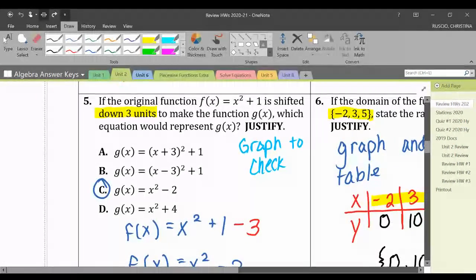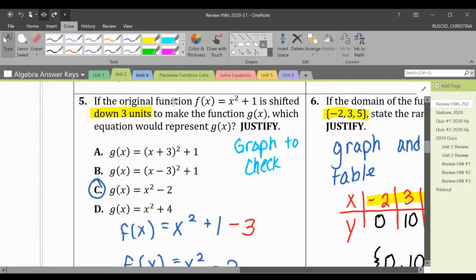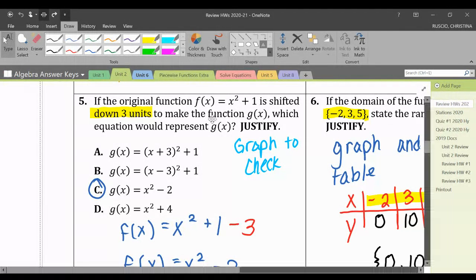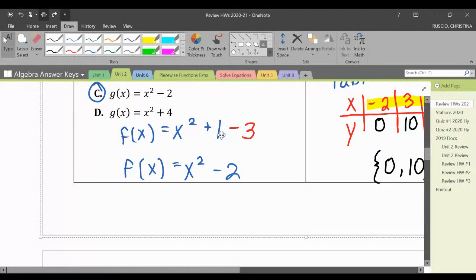All right, question number 5. The original function of f of x is shifted down 3 units to make the function g of x. What equation is going to represent g of x? Well, what we're going to do is take f of x, and since the outside tells the truth and we're moving down 3 units, we're going to subtract 3 from the original function. And when we do that, 1 minus 3 is -2.